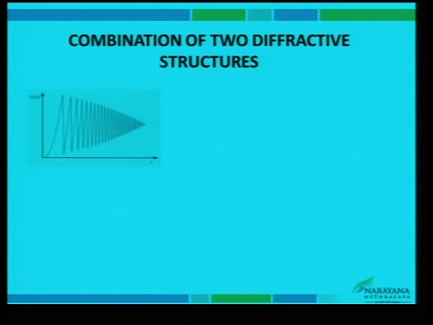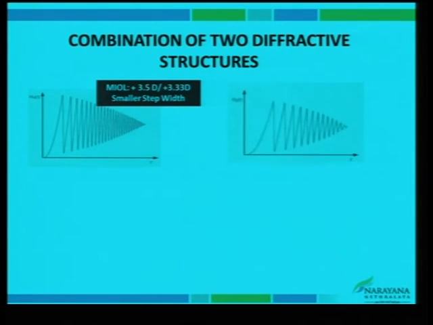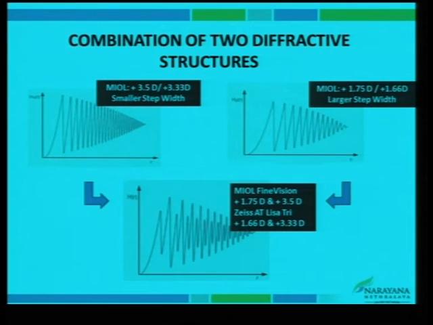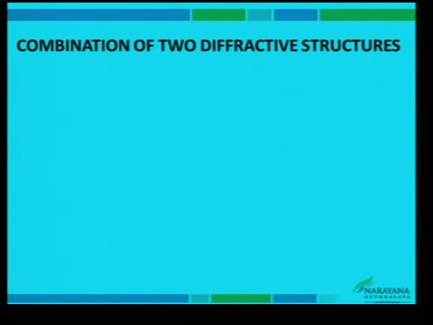So the combination of two diffractive structures is what trifocals is all about. There is one with smaller step width, which is higher power, 3.5 for the FineVision and 3.33 for the Zeiss AT LISA. And the second is a fraction of that, half typically, which is 1.75 or 1.66. The combination of these two gives, in the FineVision, intermediate vision for 1.75 and near vision for 3.5, and in the Zeiss trifocal 1.66 for intermediate and 3.33 for near vision.